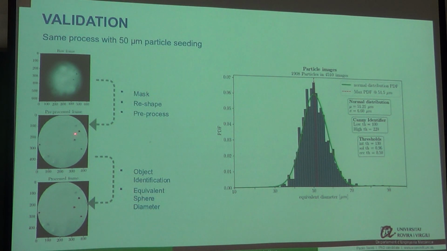The provider of the particles didn't provide us with a distribution of the particles. They just said these are 50 micrometers. I guess there must be some deviation, but there was nothing to compare. But anyway, the result seems to be quite good, very close to 50 micrometers. The standard deviation is not that big. It's a narrow curve.